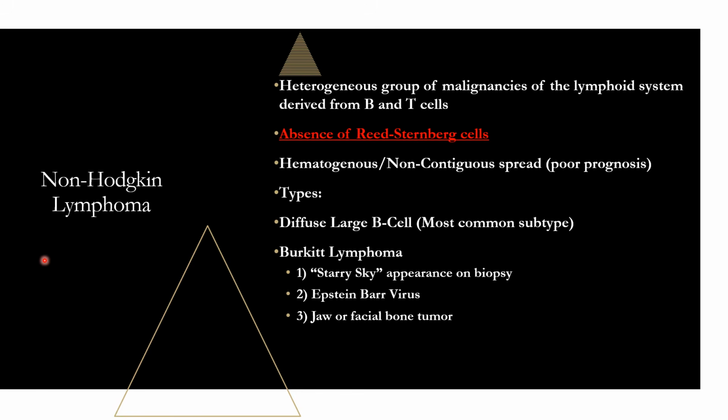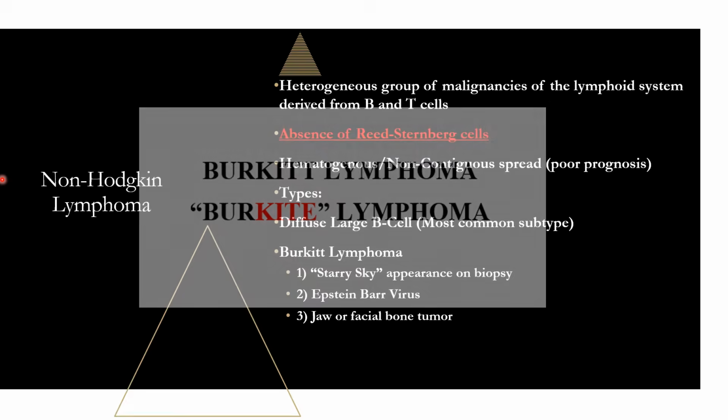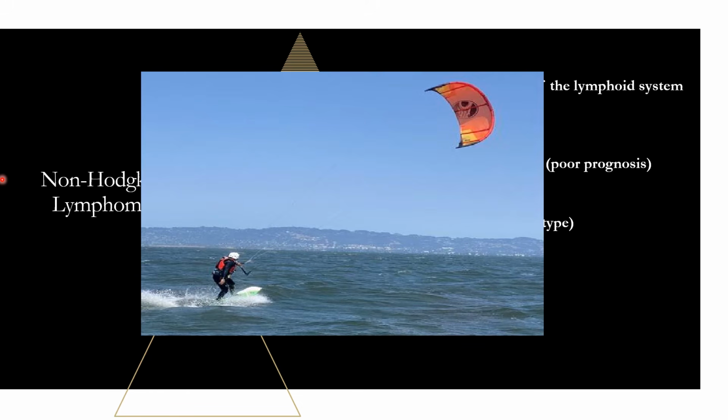All right, so I think this is really important for you to remember all of the different things with Burkitt lymphoma. And it was always hard for me to remember this. So what I came up with for Burkitt lymphoma is, instead of remembering it as Burkitt lymphoma, I want you to think of a kite. So as soon as you think of Burkitt, erase that from your mind, think of a kite. Why a kite? So this is what we're going to go through here. Hopefully this helps you.